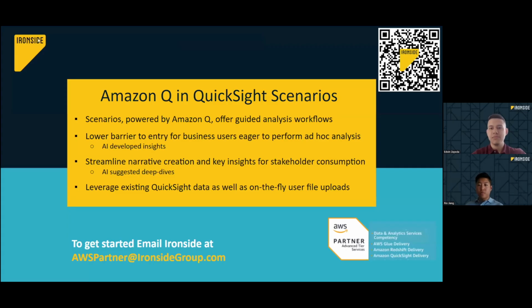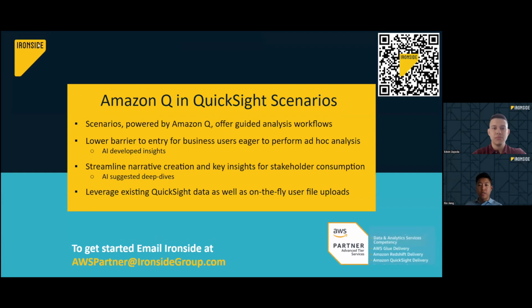Just to wrap this up, scenarios powered by Amazon Q makes it easier for anyone to explore and understand their data. You can use the data you already have in QuickSight or even upload a file on the spot. It can guide you step by step through the analysis process. So even if you're not a data expert, you can still uncover helpful insights. The built-in AI helps highlight key takeaways and even suggest deeper areas to explore. And it also makes it simple to create clear and compelling stories you can share with your team or stakeholders.